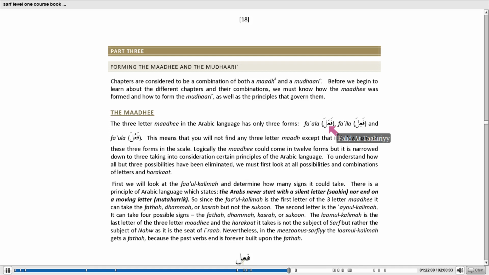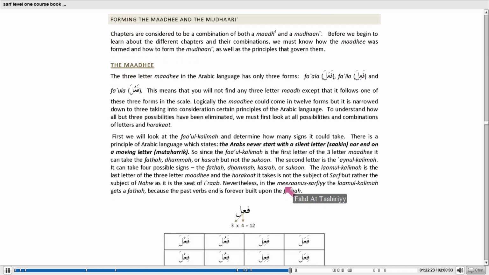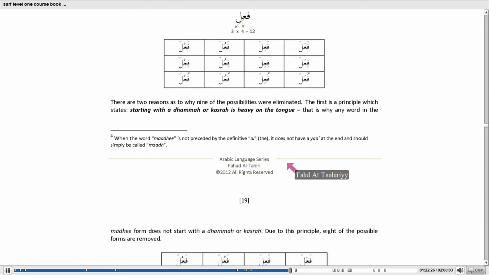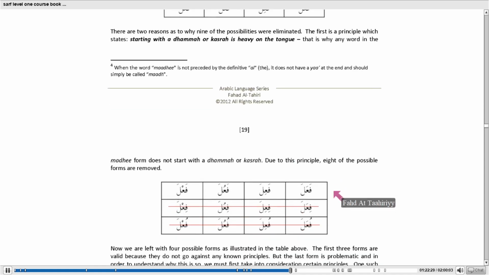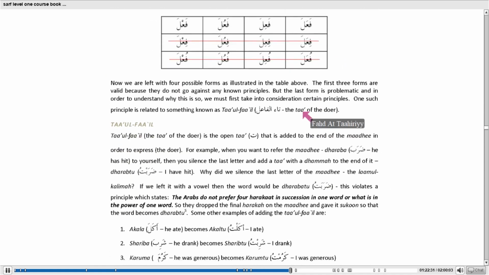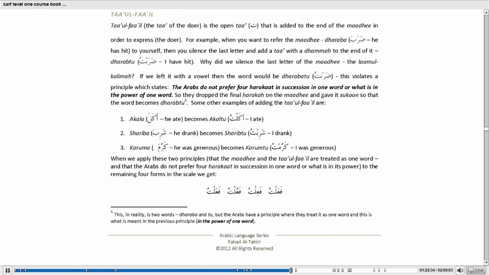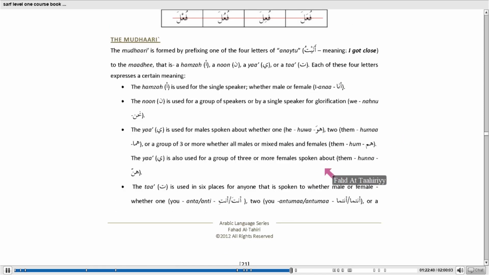Now, if we go ahead and silence the ayn, what will happen? They will all become identical, because we're going to say fa'la and fa'la and fa'la. When we turn it into a mudari', we won't differentiate between the three. That's why the fa was the one which was silenced. Understood? Barakallahu fikum. Clear?